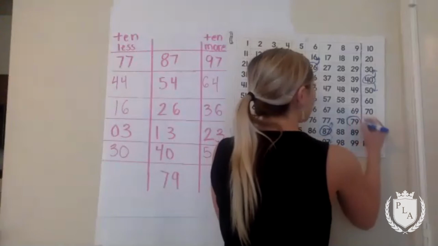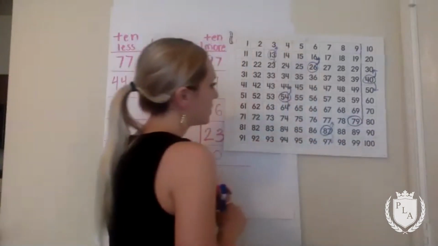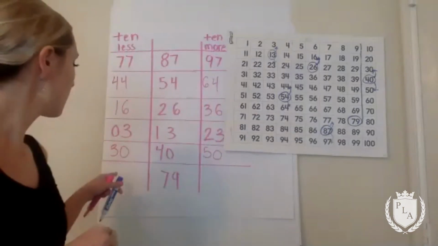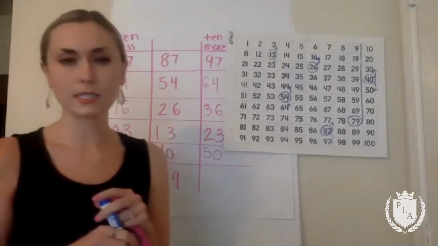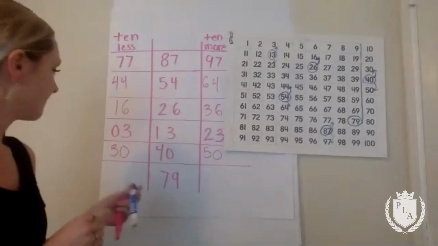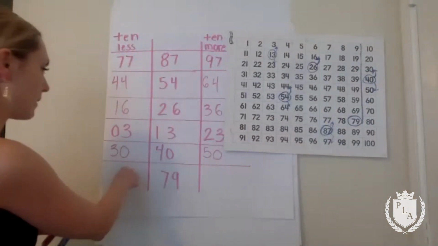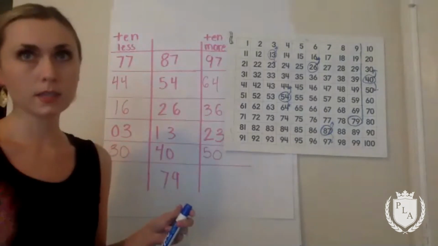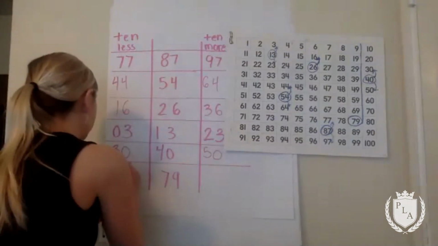Let me find 79. Here we go. So, I'm not gonna use the hundreds chart. What is 10 less? Well, I have 7, so what number comes before 7? 6, 6, 7. So I will put a 6.